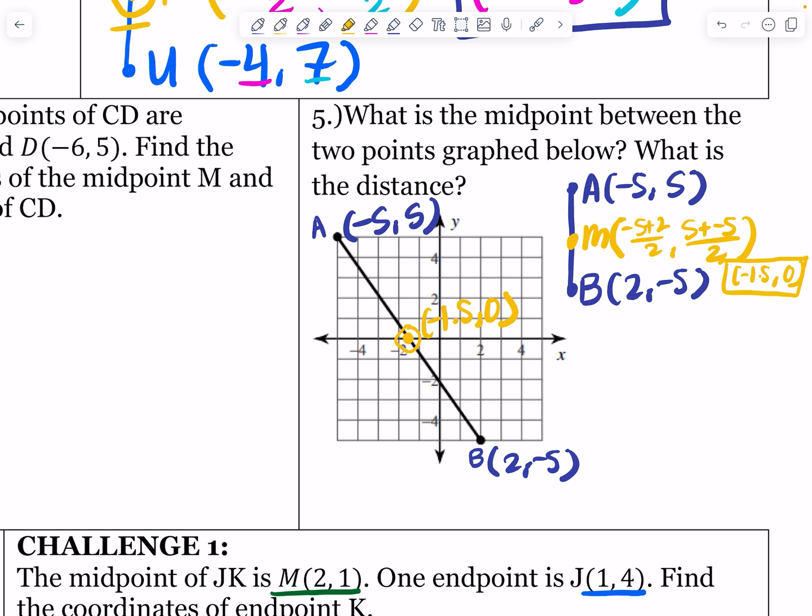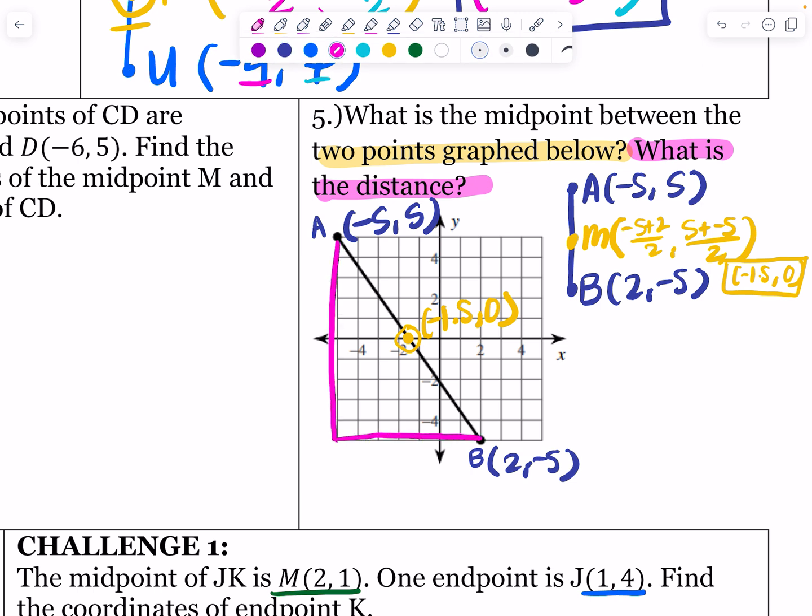So when it says, what is the midpoint between the 2 points graphed below? I found it. That's in yellow. Now they want us to find the distance. So remember that when you do distance, especially when we're on a coordinate plane, it's really easy to draw in my invisible legs of my right triangle. And then you would just count from here all the way down. It's going to end up being 10 units when you count. From here to here, 1, 2, 3, 4, 5, 6, 7 is 7.